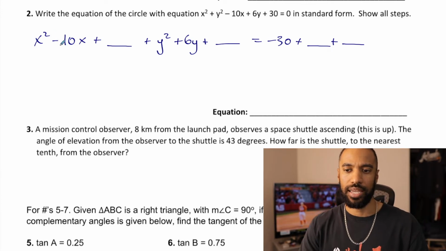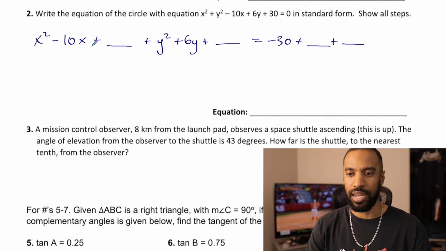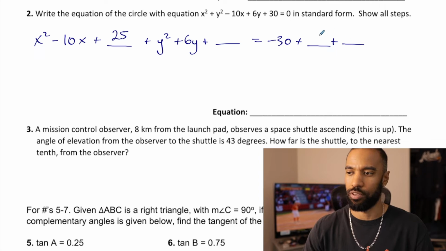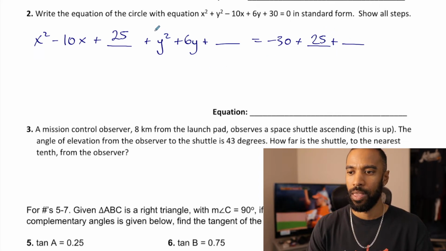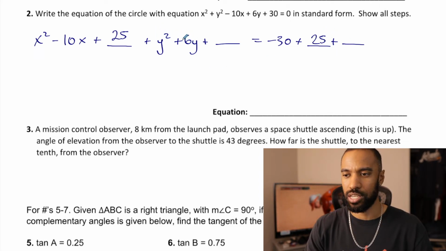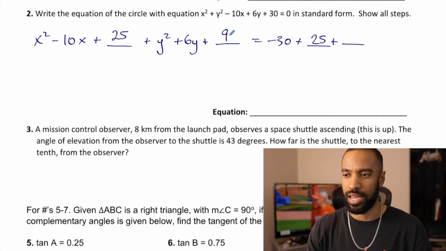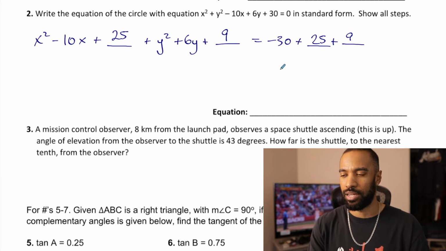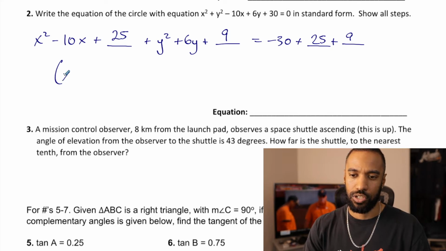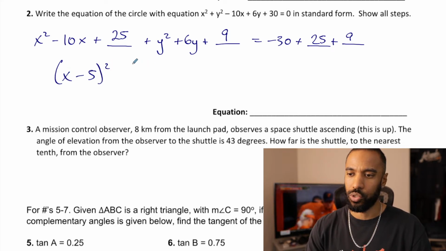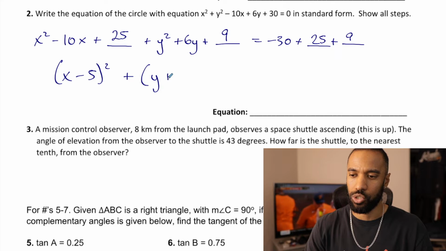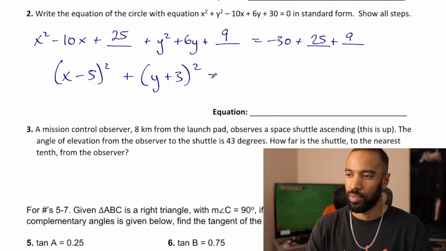With a 1x squared, I can take my negative 10, divide it by 2 to get negative 5, and square it to get positive 25. Let's add 25 to this side. With my 1y squared, I can take my 6 and divide it by 2 to get 3, and square that to get 9, and I'll add 9 over here. This factors down to x minus 5 quantity squared. This factors down to y plus 3 quantity squared. And this adds and combines to make 4.